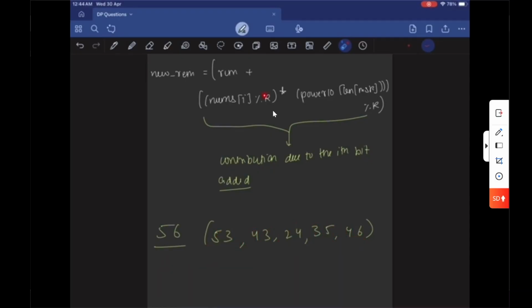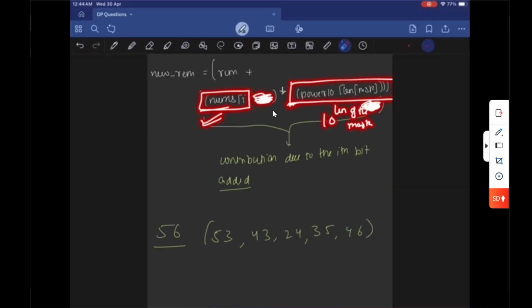So just leave this. Now isn't it making very much sense that nums of I, which is the number, and the power of it, 10 to the power of it. I could have written 10 to the power, but it was not working because this is going out of the long integer range, so I need to mod it everywhere. So this is basically 10 to the power length of the mask. And can this be pre-computed? Definitely.